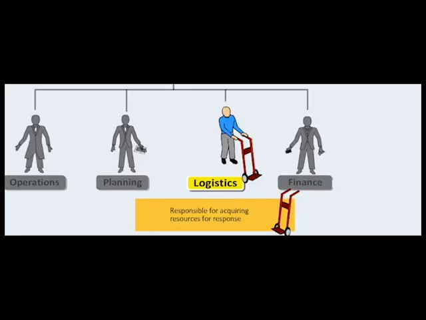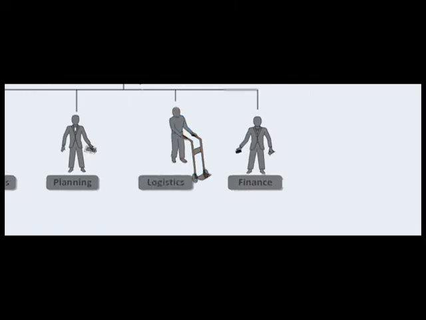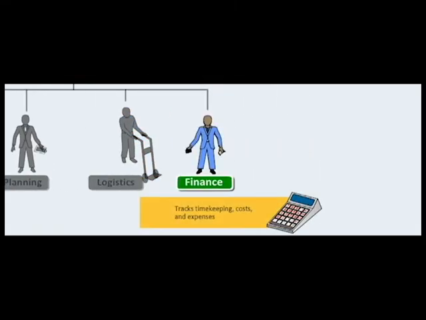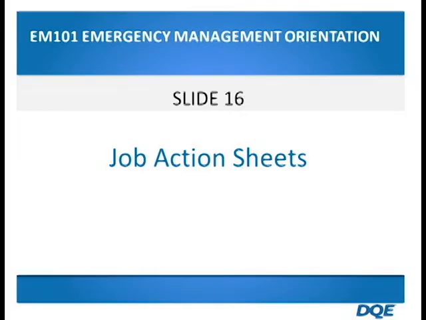The logistics section is responsible for acquiring all needed resources to help meet the demands associated with an emergency or disaster. In addition, this section supports all communication needs, information technology requirements, and food services for staff. The logistics section also coordinates the resource needs for employee health and well-being, transportation, and credentialing. The finance and administration section tracks all timekeeping, costs, and expenses dedicated to the event.